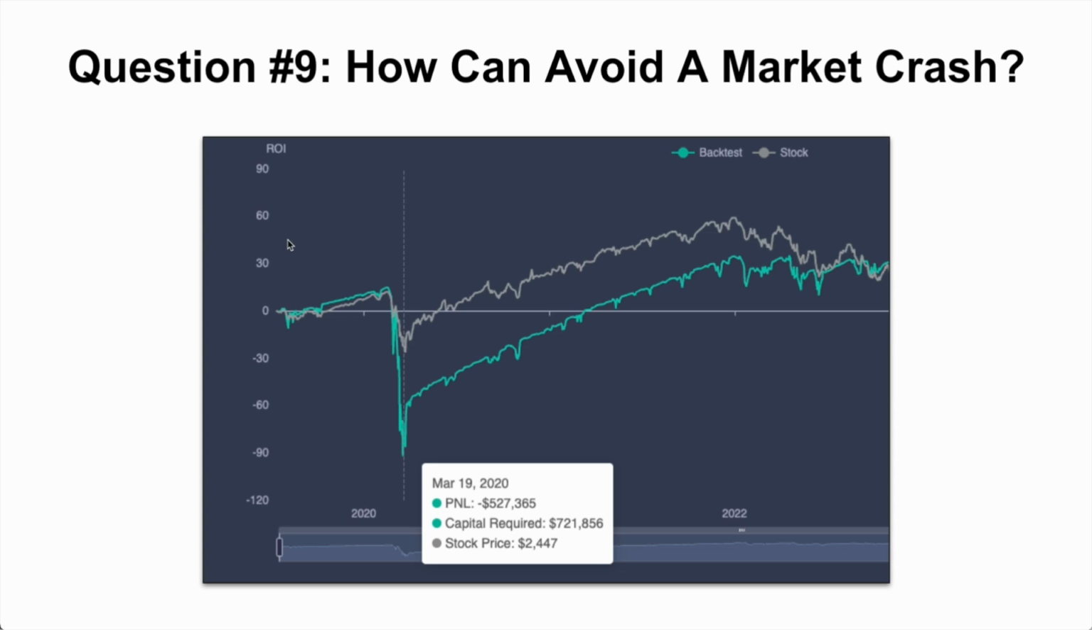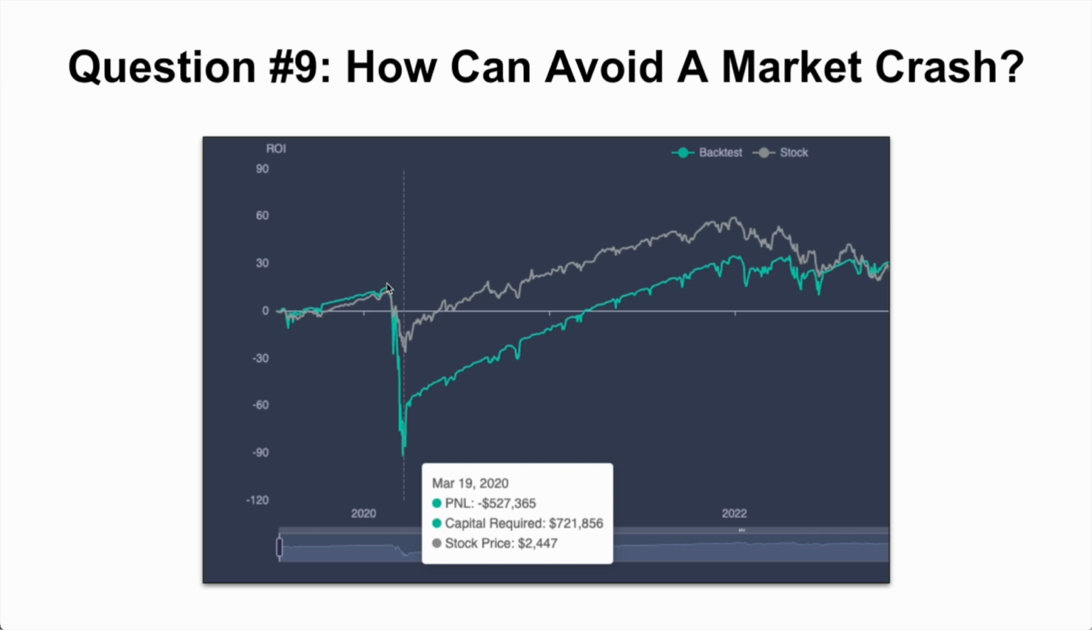So question number 9 is, how can I avoid a market crash? Well, guys, that is the biggest threat to option sellers. If you can see here, this is a backtest of just normally selling puts on SPX. Again, I'm using the typical strategy, which is 45 days out, 50% take profit, and manage at 21 days. This is very standard. This is what most people do.